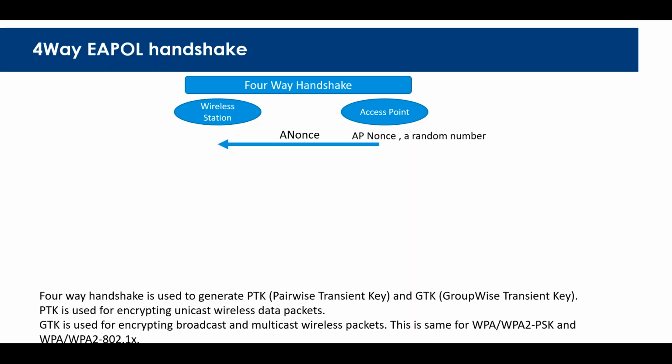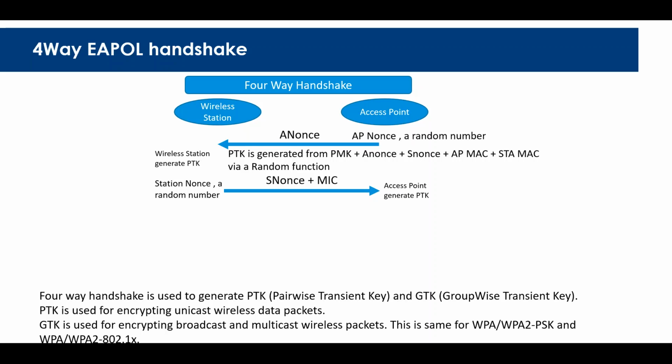As part of the first four-way EAPOL handshake, the access point sends message 1 to the wireless station, which will have an ANonce. ANonce is nothing but a random number. Once message 1 is received, the wireless station will generate a PTK. PTK, as I already explained, is used for encrypting the unicast wireless data packet. PTK is generated from PMK, which is pairwise master key, plus ANonce, which is the random number, SNonce, plus AP MAC and station MAC via a random function.